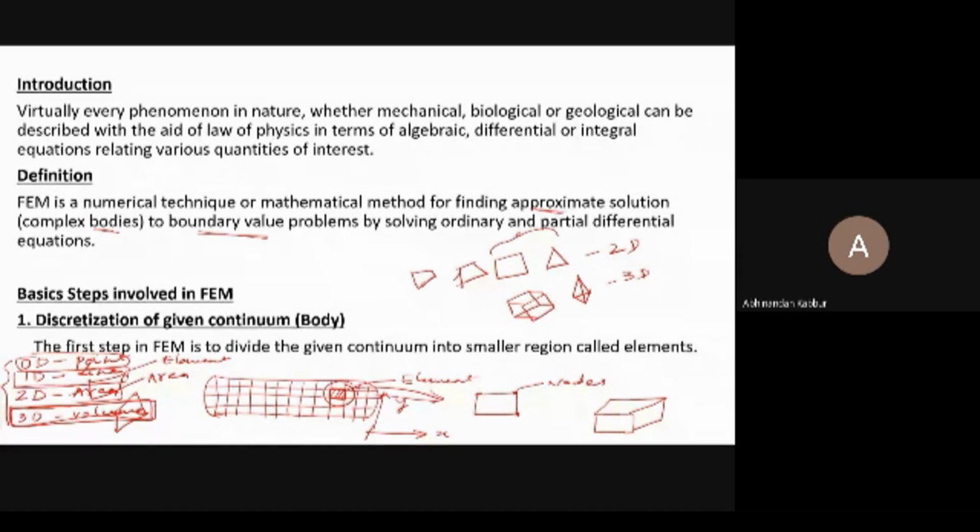Are you following? This is how the discretization of a given body is done initially. That is the first step in the FEM. Correct?